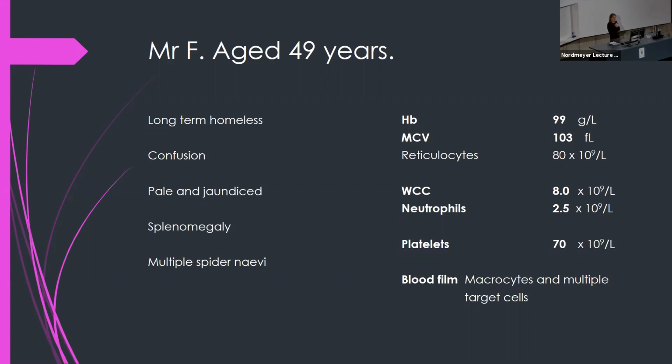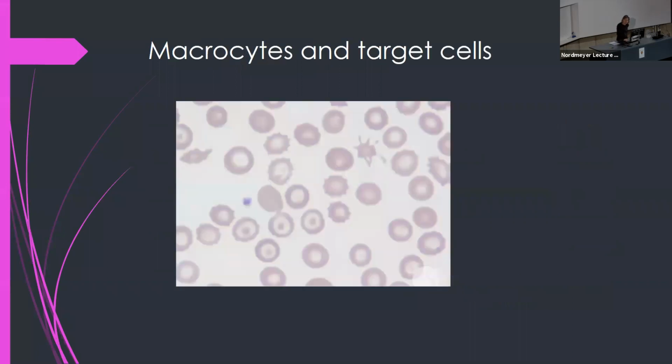So he's got a macrocytic anemia, and the reticulocytes are actually normal, but they should really be a bit high because he's anemic. But they're not too bad, nowhere near as bad as the other guys. He's got normal neutrophil count and low platelets, but he's got splenomegaly. People with splenomegaly generally do have low platelets, so that might be why. And then on the blood film, there are macrocytes and multiple target cells, and you guys will all know instantaneously that it's liver disease. And there's a picture of the target cells, lots of them.